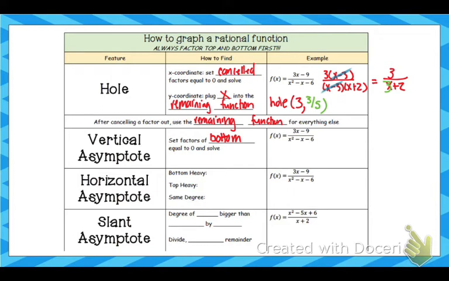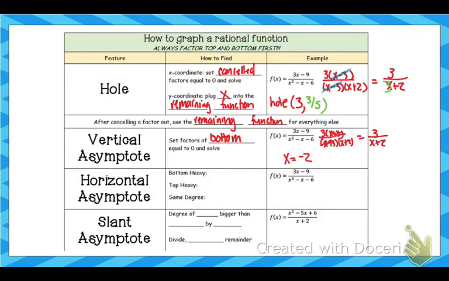So let's look at that same example we just had. Well, that's 3 times x minus 3, over x minus 3 times x plus 2. The x minus 3 is canceled out. So again, we're using the remaining function. What's at the bottom is x plus 2. If I set that equal to 0, I would get x equals -2. That's my vertical asymptote.